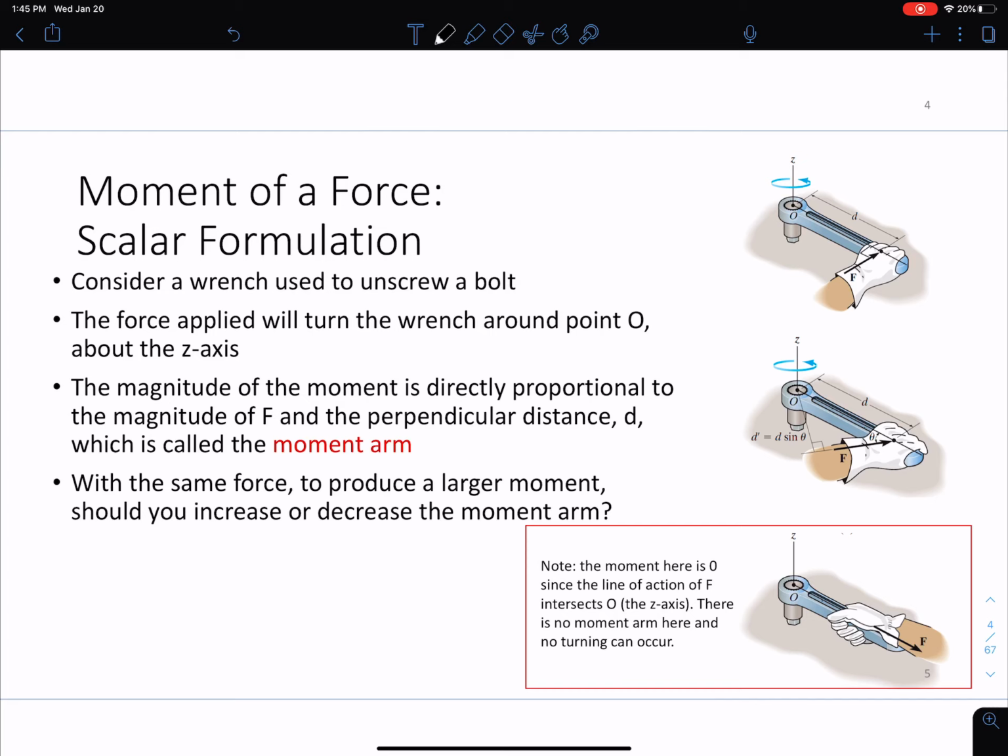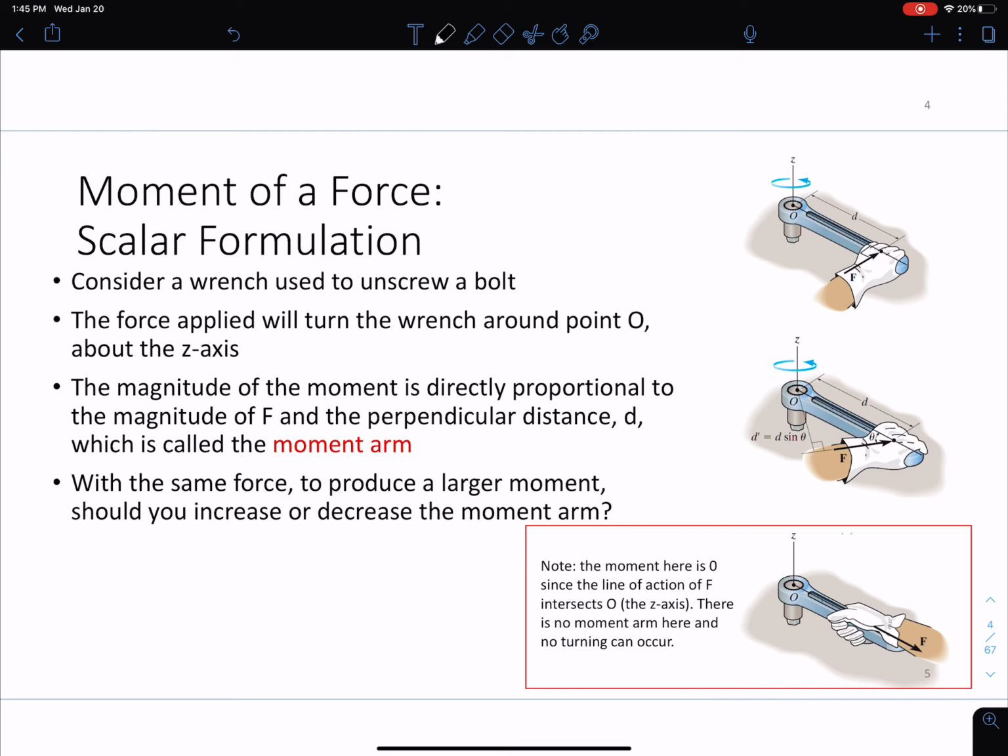Okay, another example here is using a wrench to unscrew a bolt. So I have a picture here on the slide for you. There's a person and they are pushing on the wrench to unscrew the bolt. And as you can see, this bolt is now turning about the z-axis, right, due to that force F. So the force F is applied, we're turning the wrench about O. And the magnitude of this moment, so that actual scalar quantity, is proportional to the distance d from where I'm applying the force.